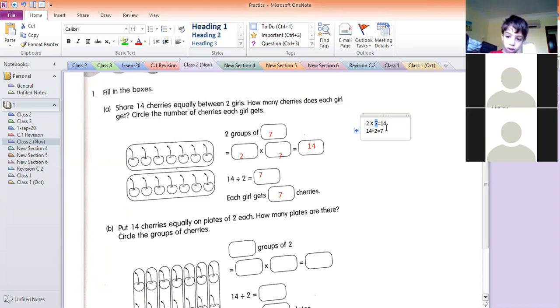So 14 divided by 2 equals 7. If you relate multiplication to division, you will find that, let's suppose, 2 multiplied by 4 equals 8, guys. And if I divide 8 by 4, the answer will be 2. Look here, 2 multiplied by 4 equals 8. So if you divide this 8 by this 4, this one will be your answer.